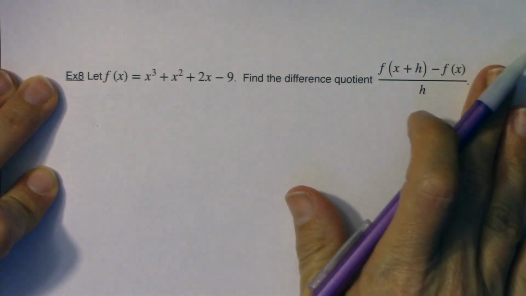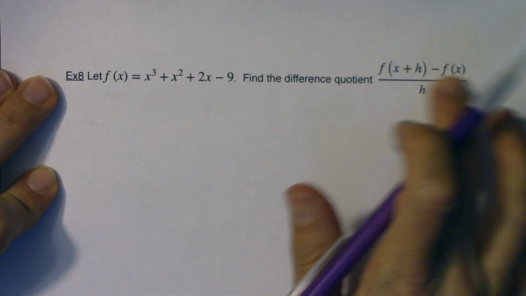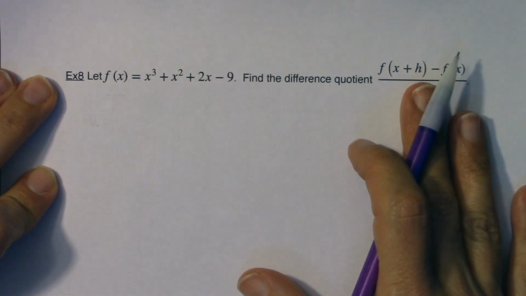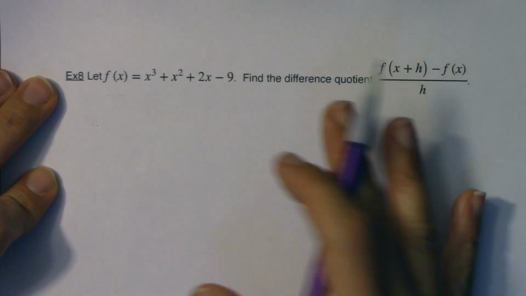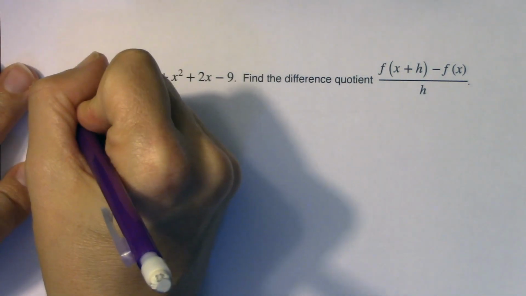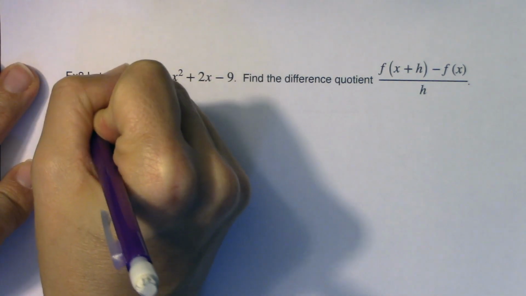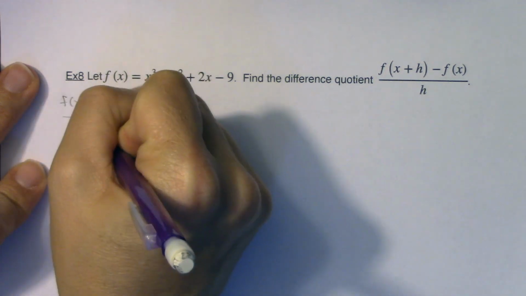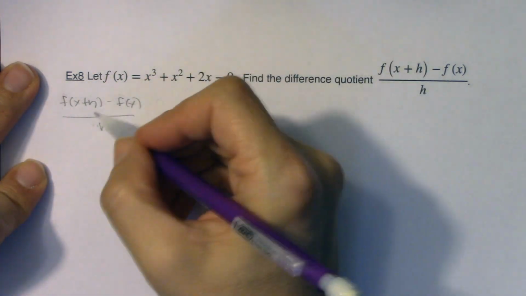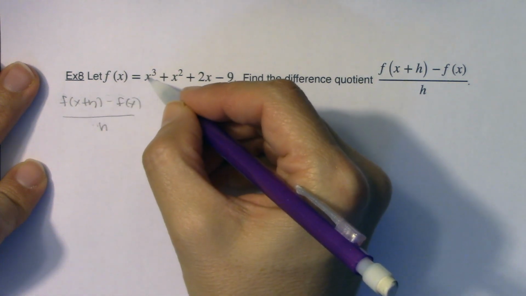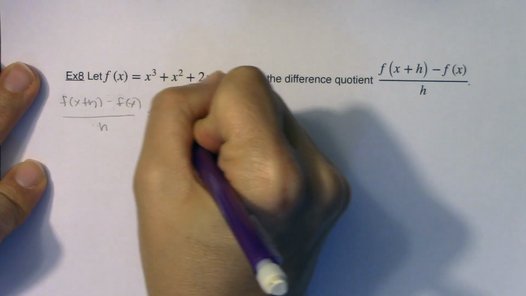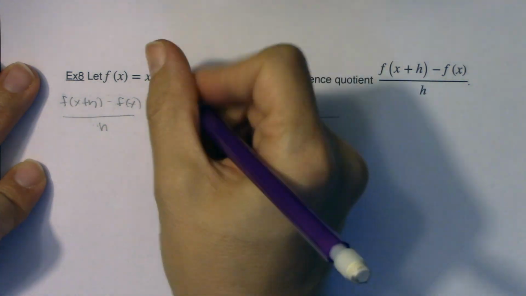So instead of doing the side hustle where I find f of x plus h and f of x separately and then subtract them, I'm going to streamline this because we are at example 8. So let's find f of x plus h minus f of x in ratio to h. If I want f of x plus h, that says put an x plus h here, here, here, and see what shakes out. So let me put a pretty large fraction bar.